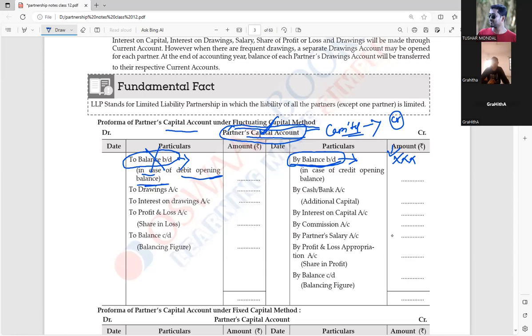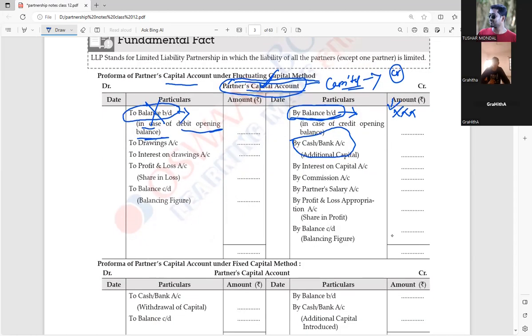Right. Now, if any additional capital is introduced, that also comes to the credit side only. Because what is that entry? If you are writing the journal entry, what are you writing again? Cash account debit to capital account. Now think about the cash account debit to capital account. And I am making what? The capital account only. If I am making the capital account, the capital account is on the credit side. The amount will come on the credit side.